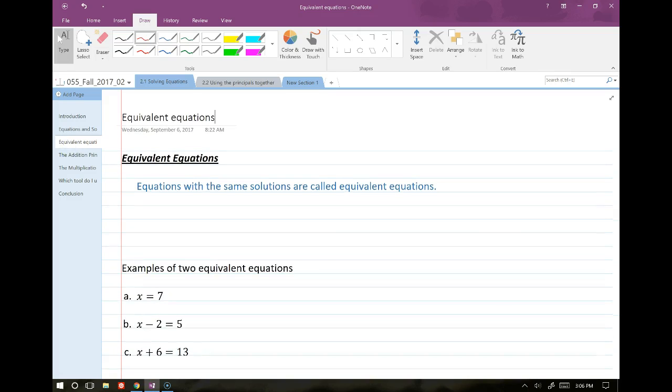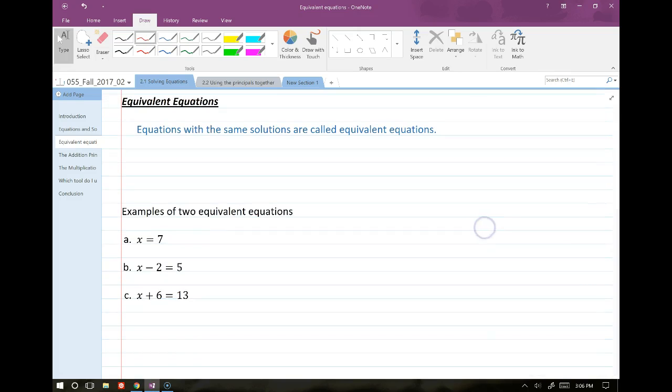All right, so what does it mean to be an equivalent equation? Equations with the same solution are called equivalent. And so there are a massive number of equivalent equations to x equals 7. As a matter of fact, there's an infinite number of them. Not important for this class, but this very first one, x equals 7, is the most basic. That's equivalent to this one too, right? Because if we plug 7 in for x, 7 minus 2 equals 5, and this is a true equation. This one too: if we plugged 7 in for x in x plus 6, we would get 13, and once again this would be a true equation. And so all three of these are equivalent because x equals 7 is a solution in those.